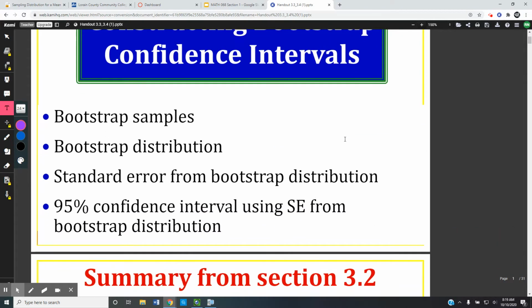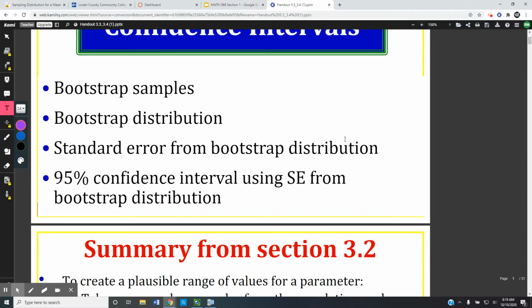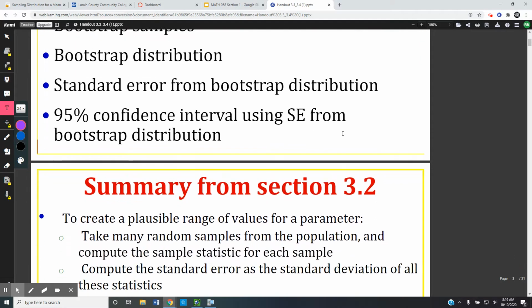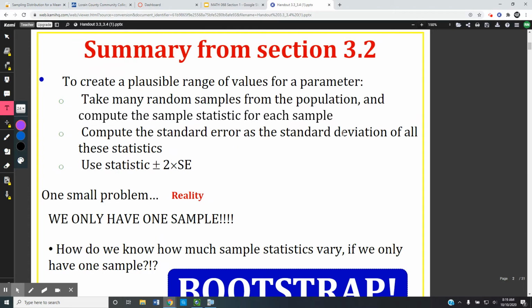So our basic layout is we're going to do some bootstrap sampling. We're going to discuss the bootstrap sample and what a bootstrap sample actually is. We're going to look at the bootstrap distribution. We're going to calculate the standard error from the bootstrap, and we are going to make a 95% confidence interval using the standard error from the bootstrap distribution. Hold on to your hats. Here we go.